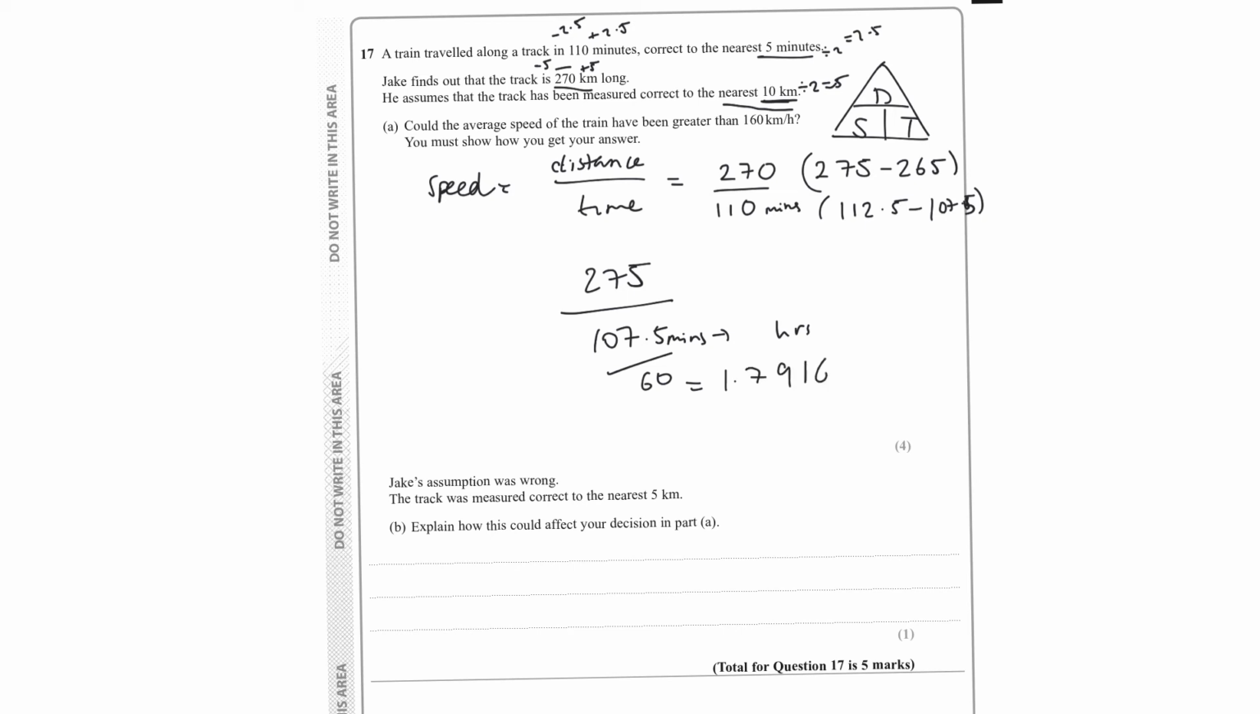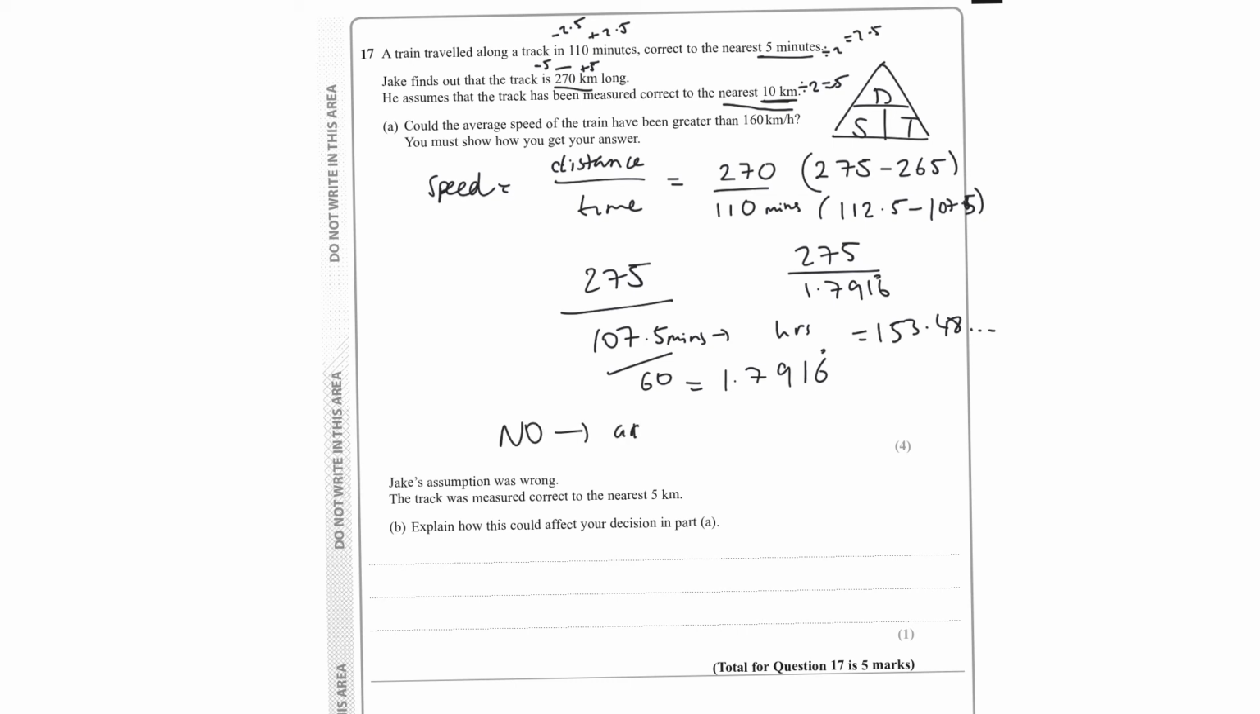To do that, you're going to do 107.5 divided by 60 in your calculator, which should get 1.7916 recurring. And so put into your calculator 275 over 1.7916 recurring, you should get an answer of 153.48, and so on. So looking at this, the value is not greater than 160. And this is the highest average speed that we could possibly have using the maximum distance in the smallest time. And so therefore, because of that, no.